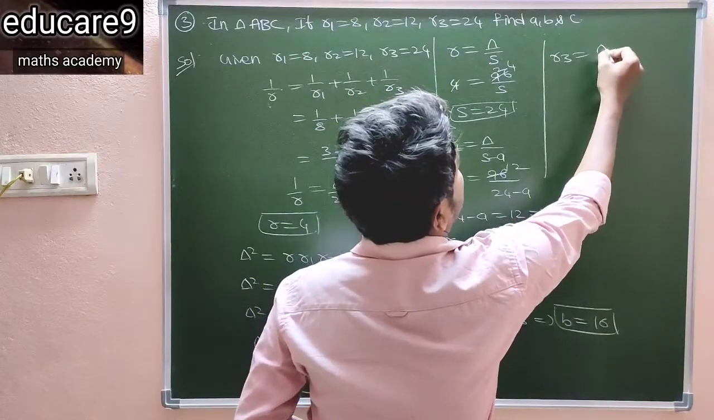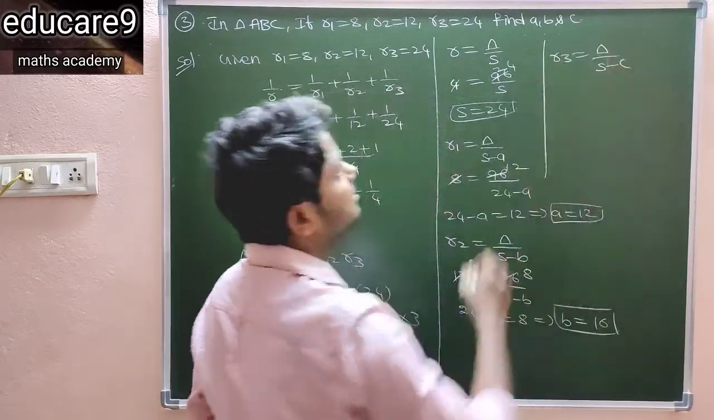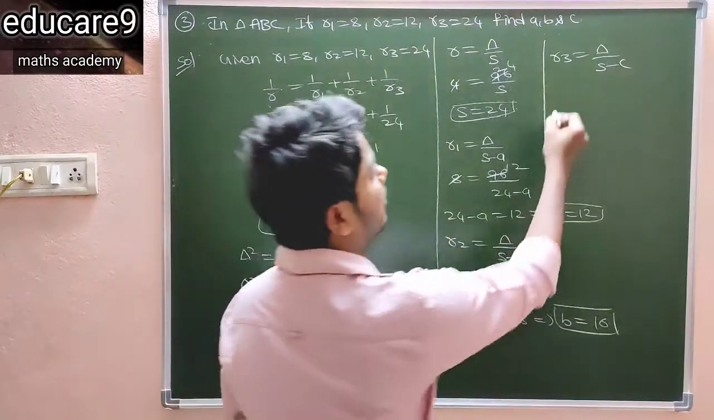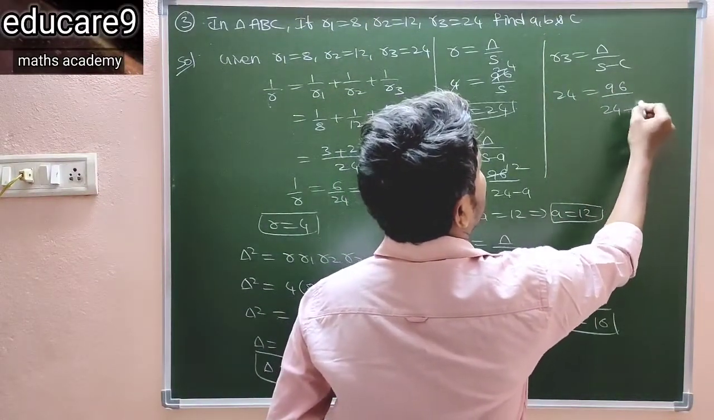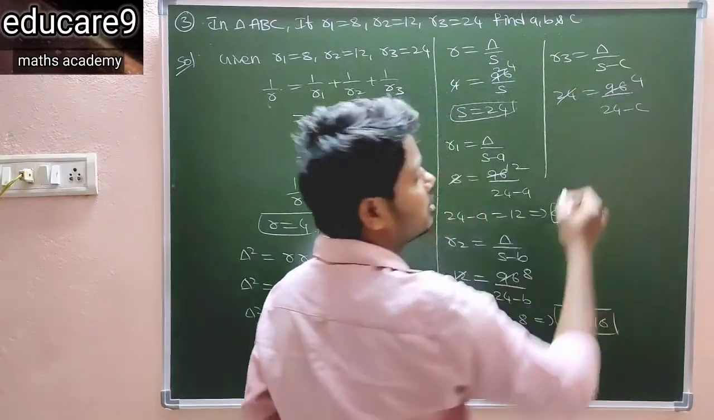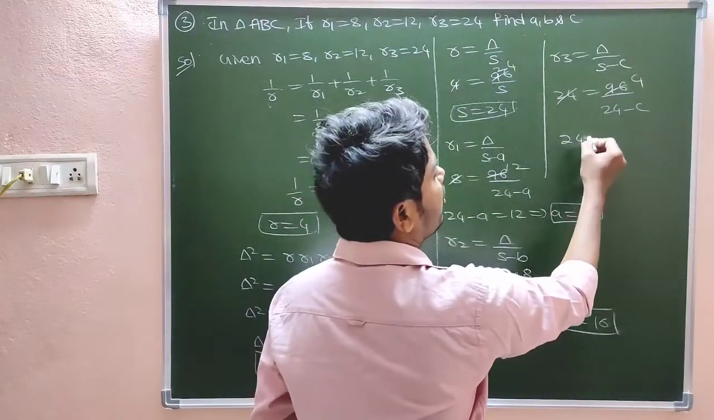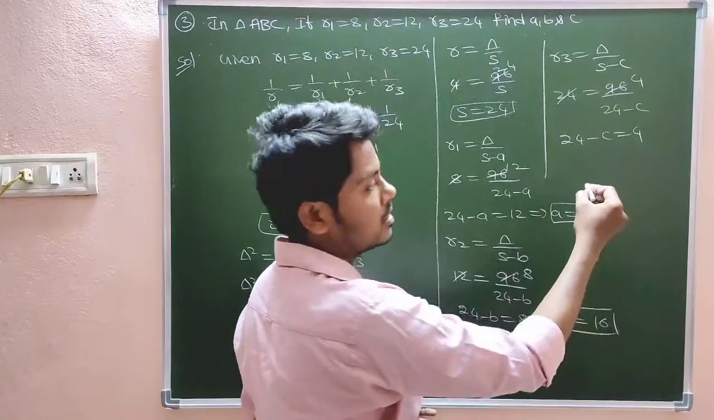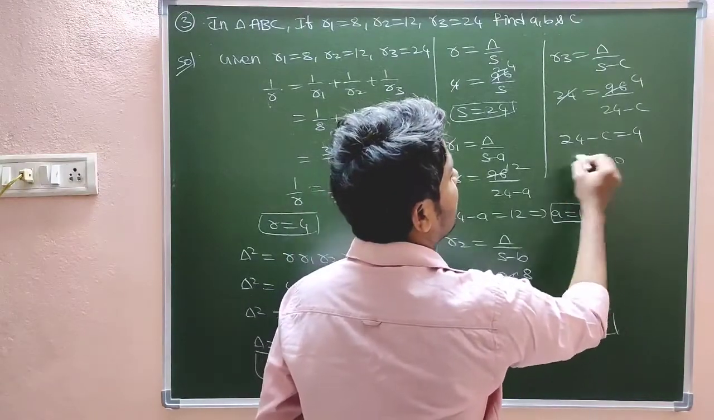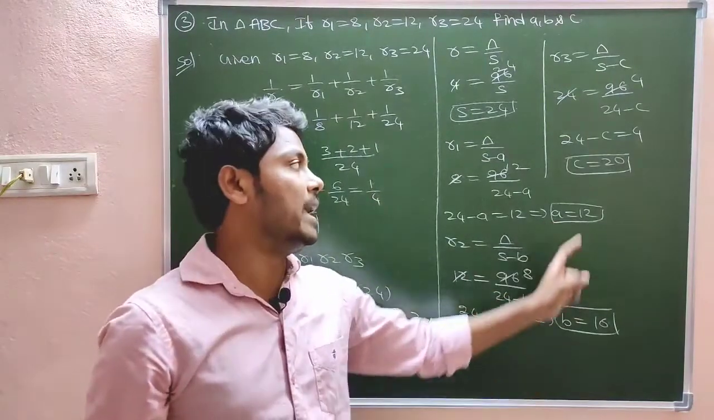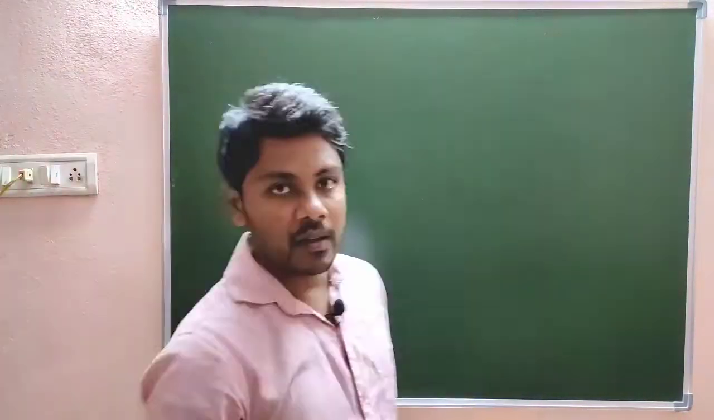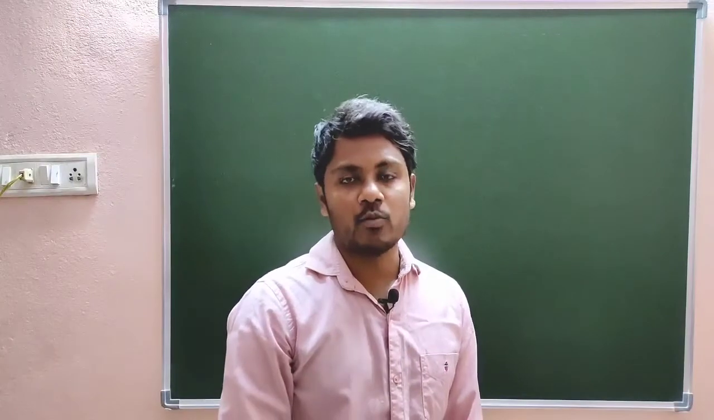R3, that is delta by S minus C. So R3 is given 24 and delta 96, S 24 minus C. 24 into 4 is 96. So 24 minus C is equal to 4. So C value is 20. So these are the values of A, B and C. So for the next session we will discuss more problems.